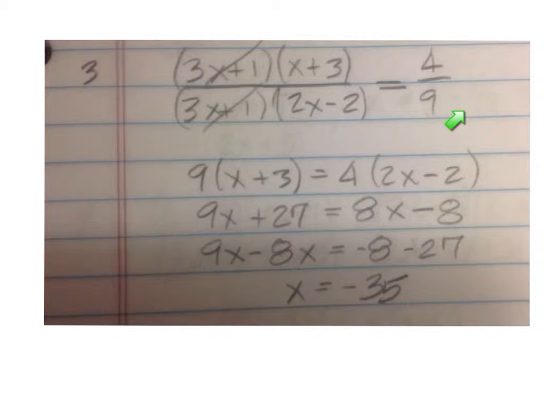Number 3, the simplified version does not exist because you're solving this one for a value of x. That's why there's an equal sign there. But when you factor it out, you have these items that cancel out, and you're left with x plus 3 over 2x minus 2 equals 4 over 9. Cross multiply to get this, and then distribute. Solve the equation to get negative 35. This one is worth 2 points if you have it right.